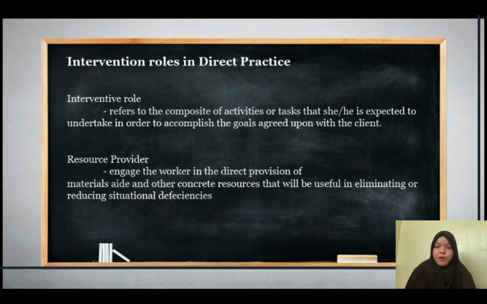A resource provider engages the worker in direct provision of material aid and other concrete resources that will be useful in eliminating or reducing situational deficiency.